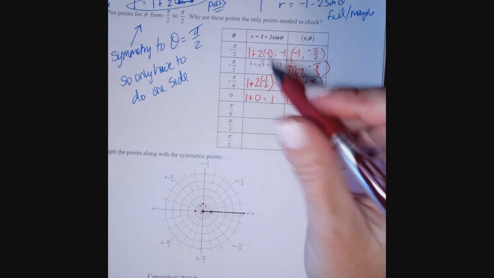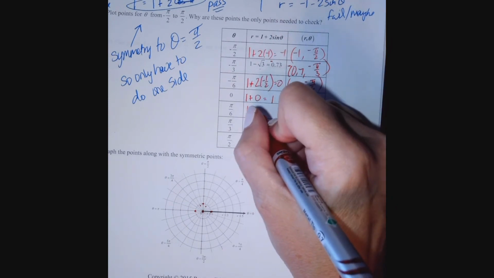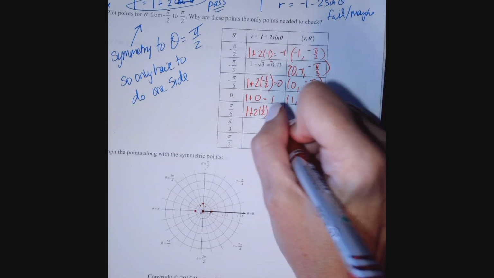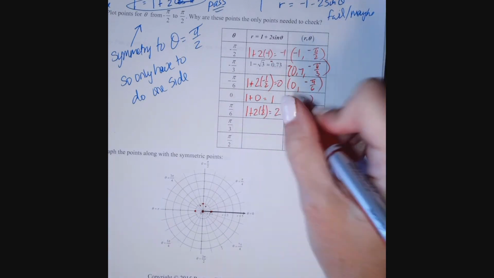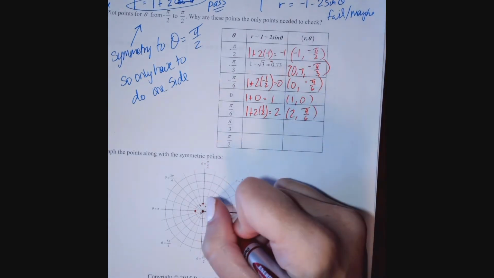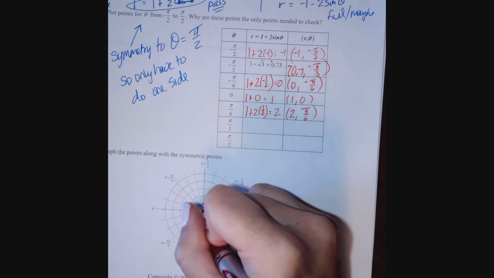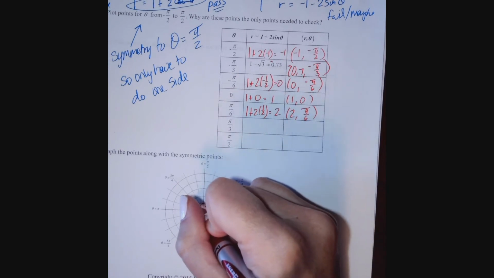At pi 6, I have 1 plus 2 times 1/2, which is 2. So I'm at 2 at pi 6. So I go up to pi 6 and out to 2. And then over to 2 and pi 6 over here.